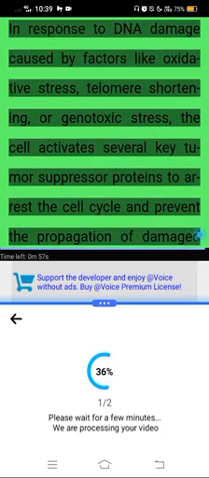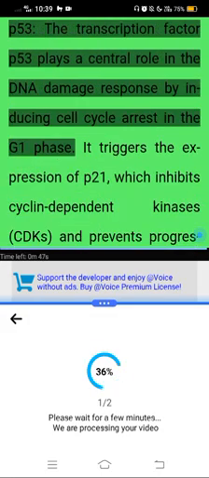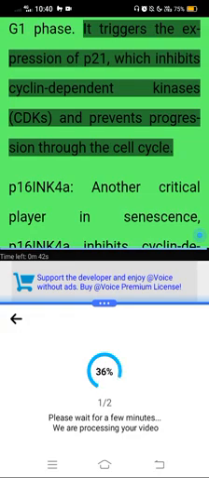In response to DNA damage caused by factors like oxidative stress, telomere shortening, or genotoxic stress, the cell activates several key tumor suppressor proteins to arrest the cell cycle and prevent the propagation of damaged DNA. The most important tumor suppressors involved in this process are p53. The transcription factor p53 plays a central role in the DNA damage response by inducing cell cycle arrest in the G1 phase. It triggers the expression of p21, which inhibits cyclin-dependent kinases (CDKs) and prevents progression through the cell cycle.